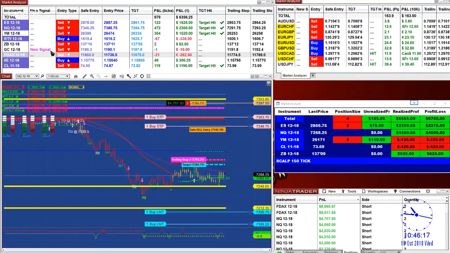There is a new signal on the gold, 9001, target 87.8.